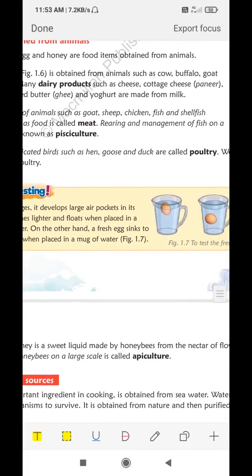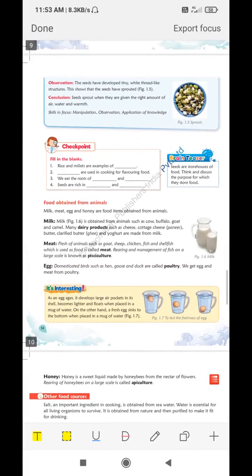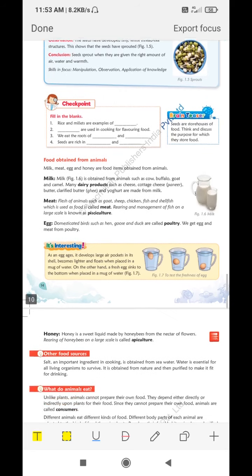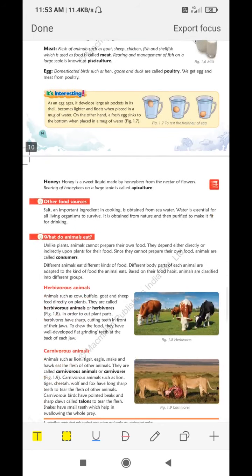And here see, food obtained from animals also. We can get food from the animals also. Milk, dairy products, meat we are getting from animals, eggs we are getting from poultry, chicken and all we are eating. Honey from animals. Why honey from animals? Honeybees are making that honey, so that is coming from the animals.